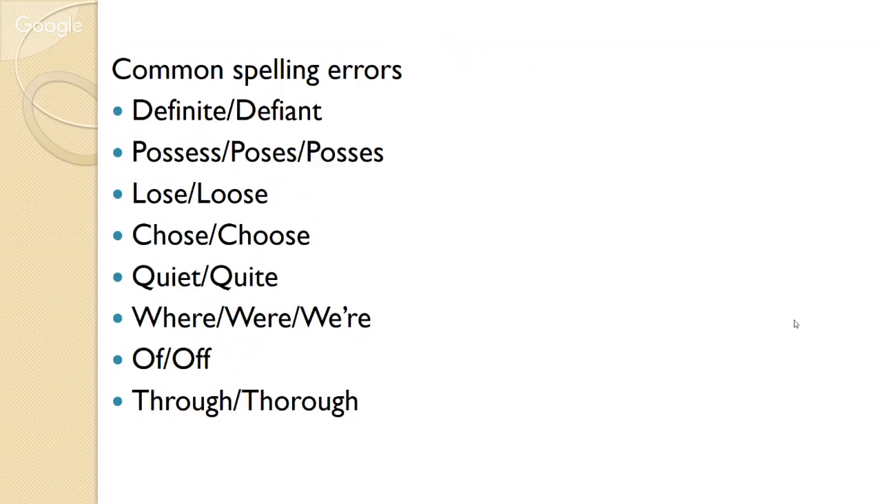So quiet, quite, where, were, and we're. We're, with the apostrophe, is not misused too often. It's usually where and were that people get confused. Of and off, another example of the double letters. And then through and thorough, that throws people off because there is an extra O in thorough, which is really confusing. And why is it pronounced through in the first place?